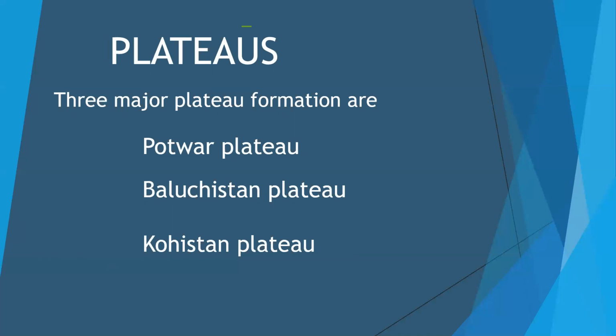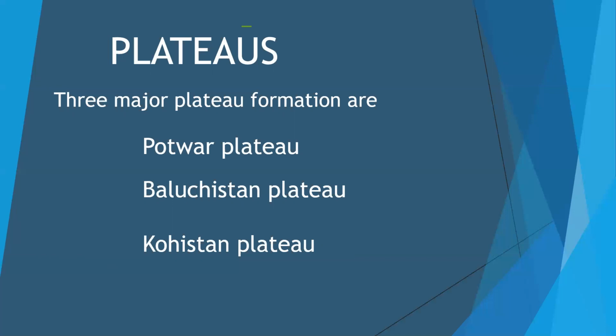Then the next is the Balochistan Plateau. It runs across the dry hills from the northwest to the southwest, lying west of the Kirthar and the Suleiman Range. And the third one, the Kohistan Plateau, lies between the lower Indus and the Kirthar.